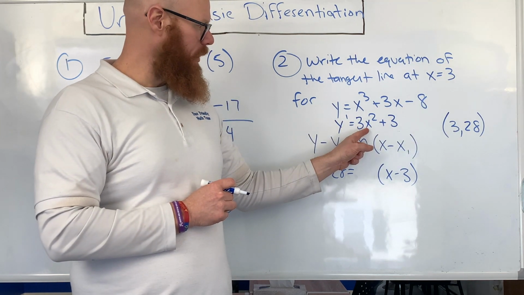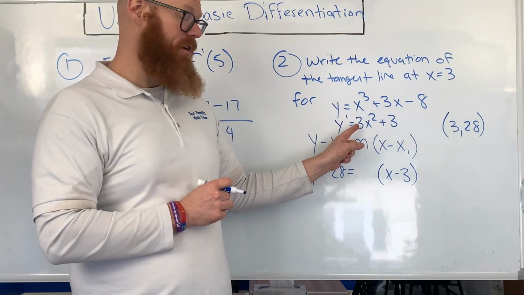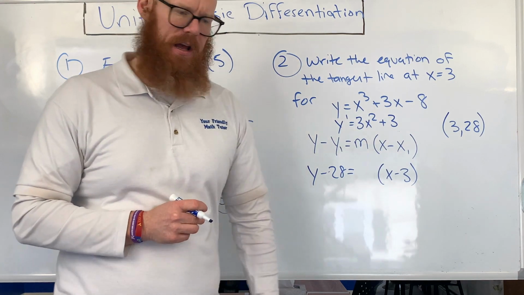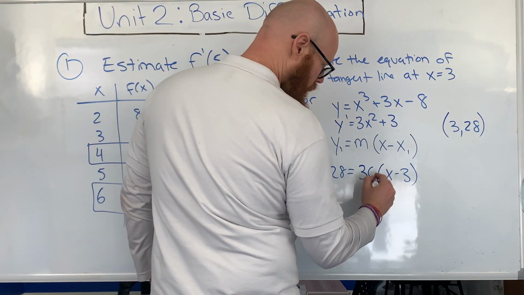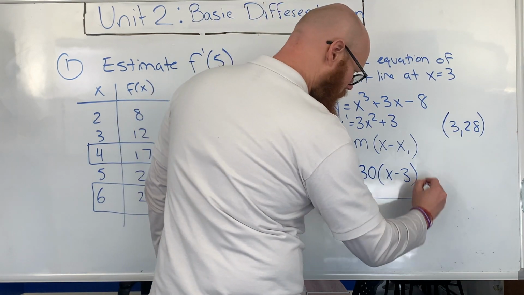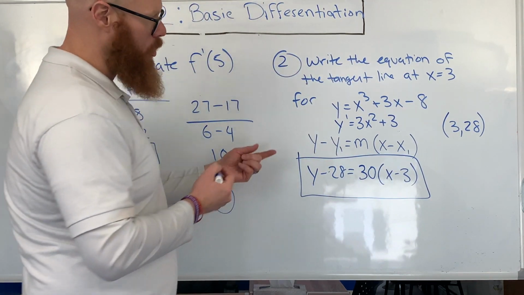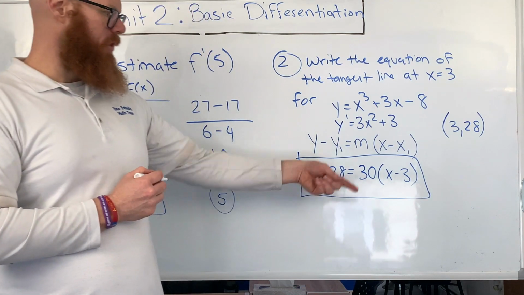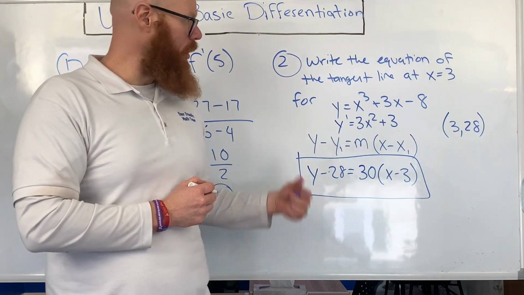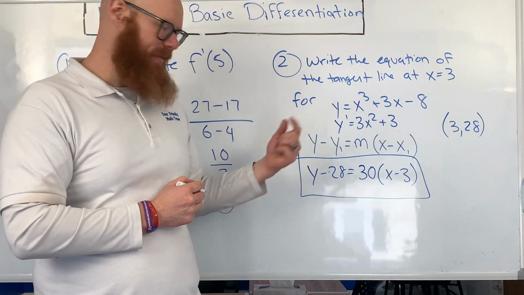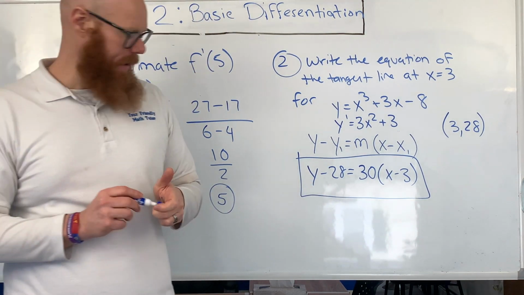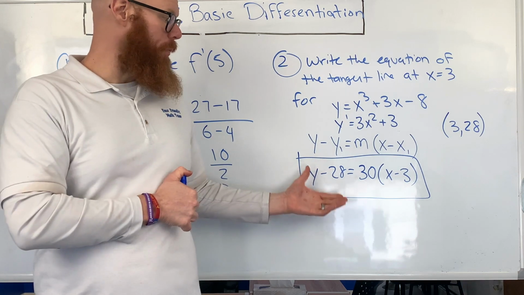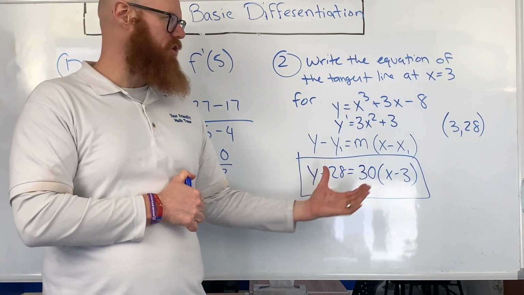If I plug 3 in, 3 squared is 9, 9 times 3 is 27, plus 3 is 30. So I have a slope of 30 at this point. So I just throw 30 in here. And now I have an equation of the tangent line. You could certainly get this in slope-intercept form, but if they only ask for an equation, then this is good enough. I don't want you to think that's negative. That should just be y minus 28. So that's an equation of the tangent line.